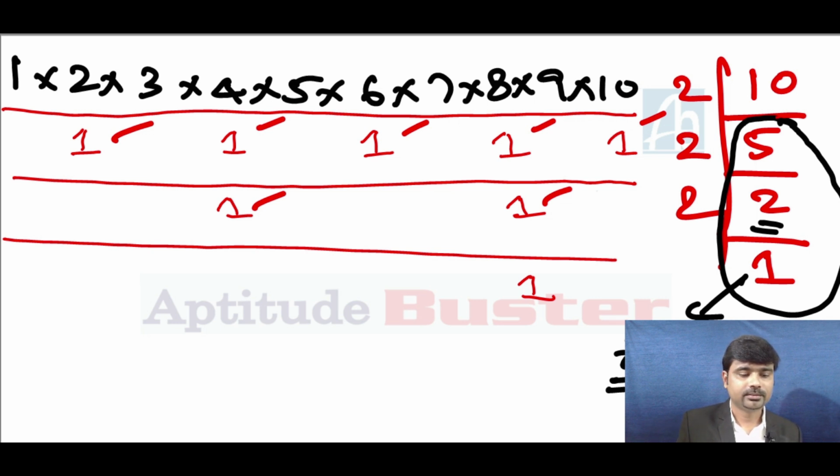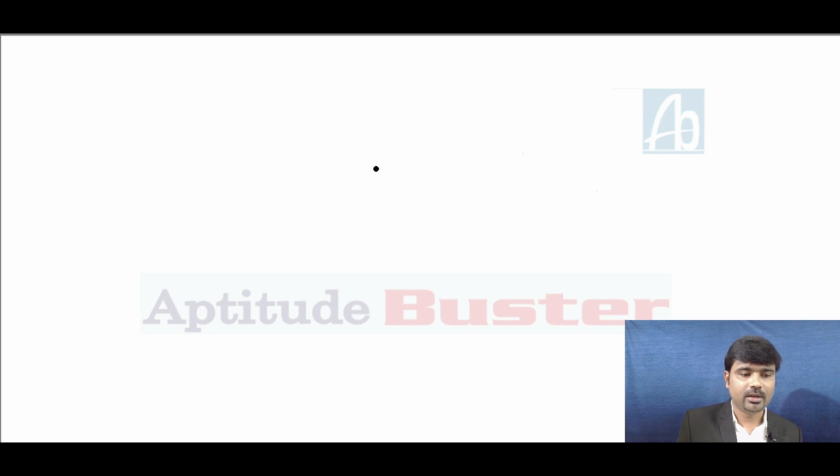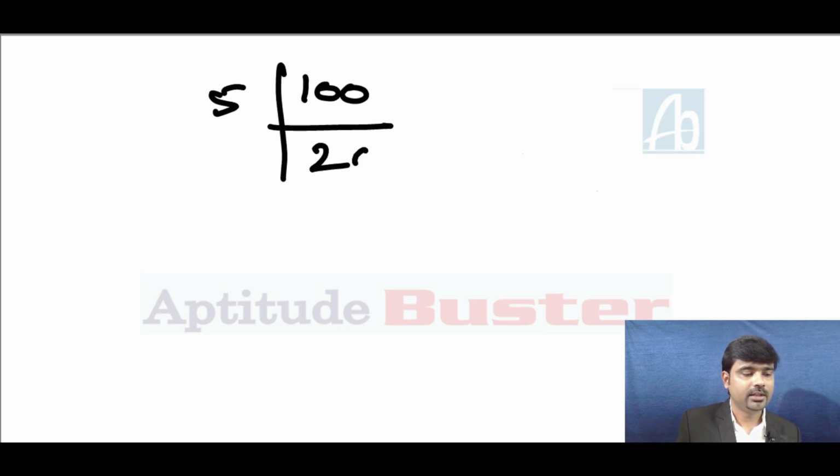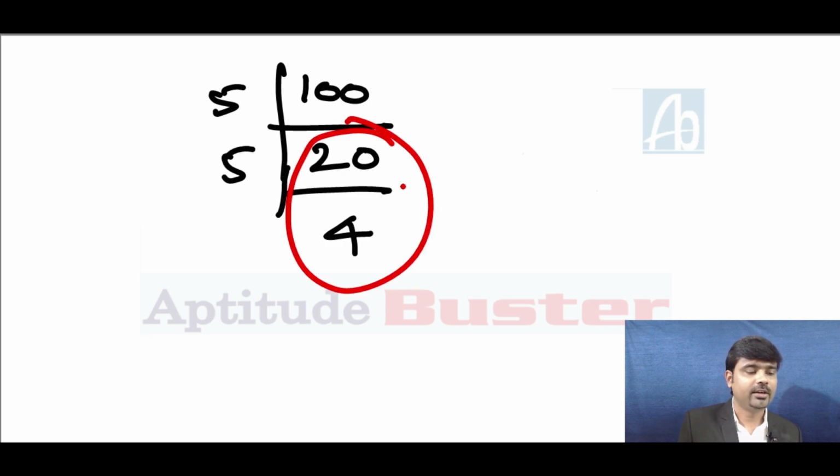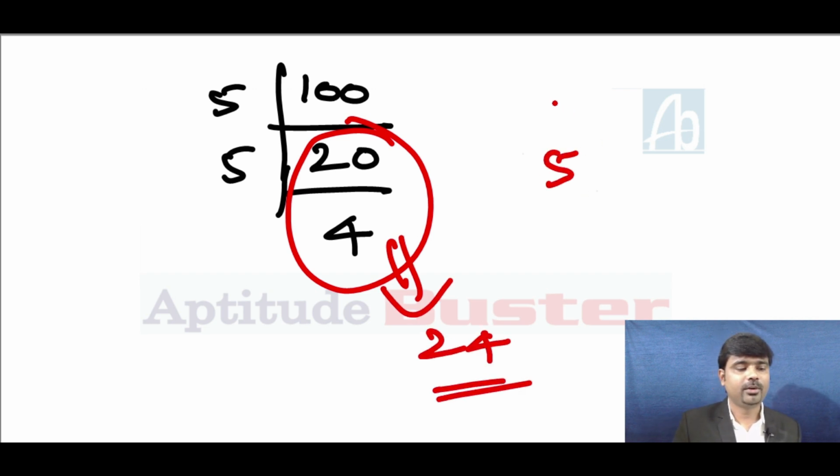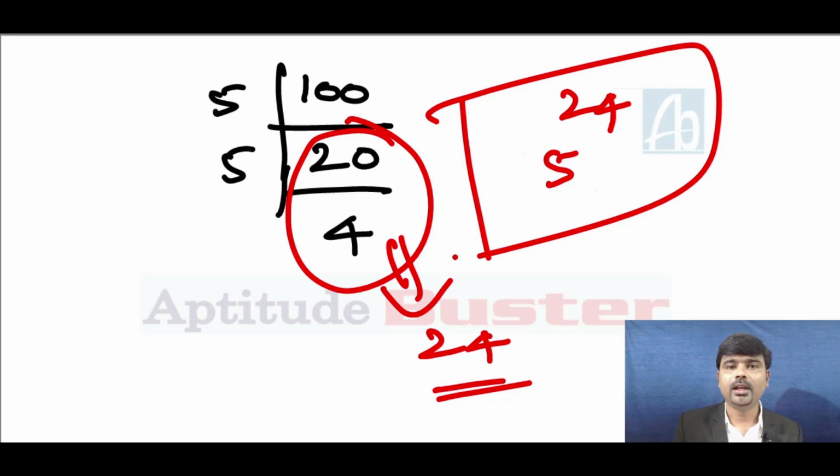The next one, using the same logic, we can find out how many 5's are there in 100 factorial. 100 factorial divided by 5 gives 20, then 20 divided by 5 gives 4. So the number of 5s in 100 factorial is 24, that is 5 to the power 24 is the maximum in 100 factorial.